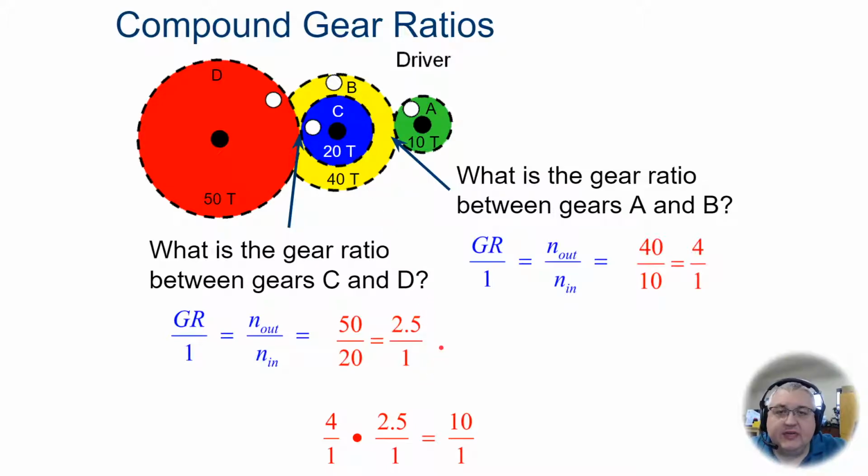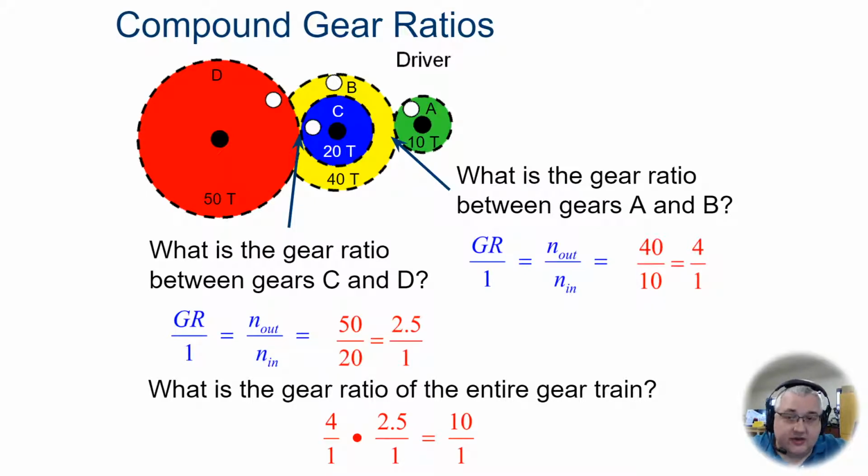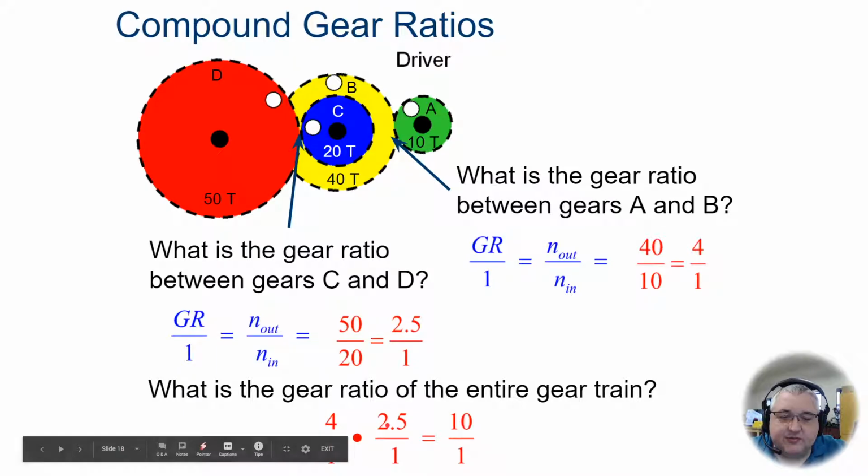If I want to get the total gear ratio of the entire gear train of this compound gear, then I would multiply the two together. So I got 4 to 1 here, and 2.5 to 1. 4 times 2.5 equals 10, and 1 times 1 equals 1. So I get a total gear ratio of 10 to 1.